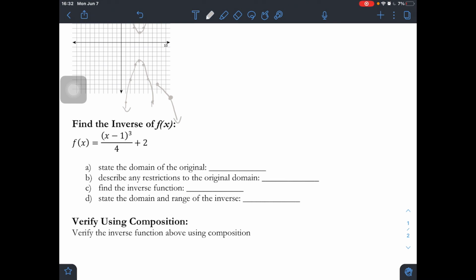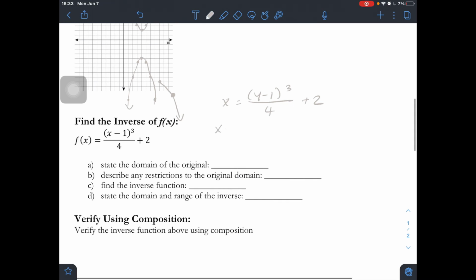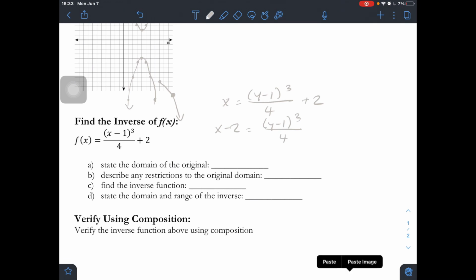So basically you just have to replace the x's with y's and the y's with x's. So we have to do it like this. And then basically we just have to solve for y. So now we're just going to do x minus 2 is equal to y minus 1 cubed over 4. Then now we have to multiply it out. So let's do 4 times x minus 2 is equal to y minus 1 cubed.